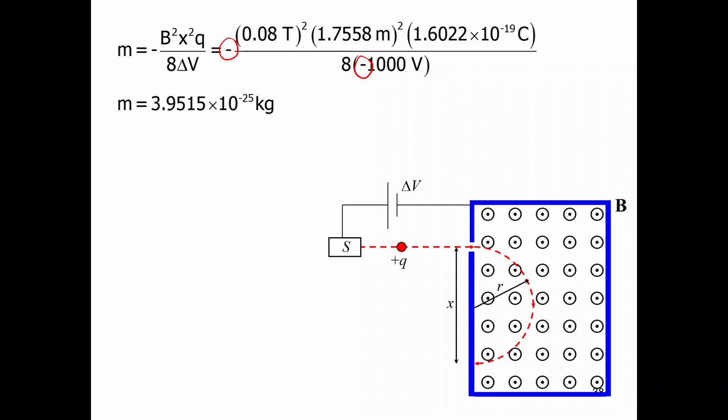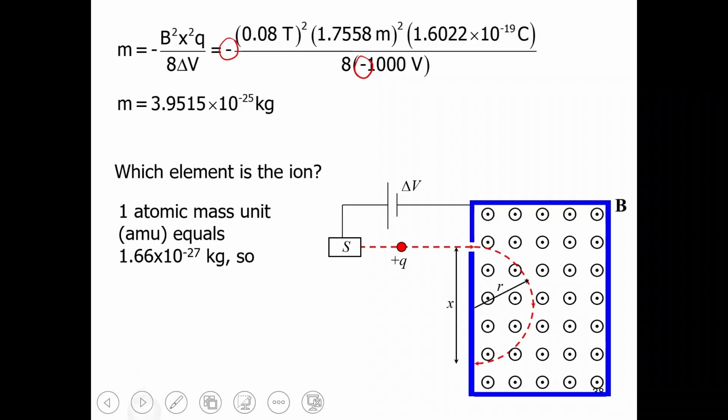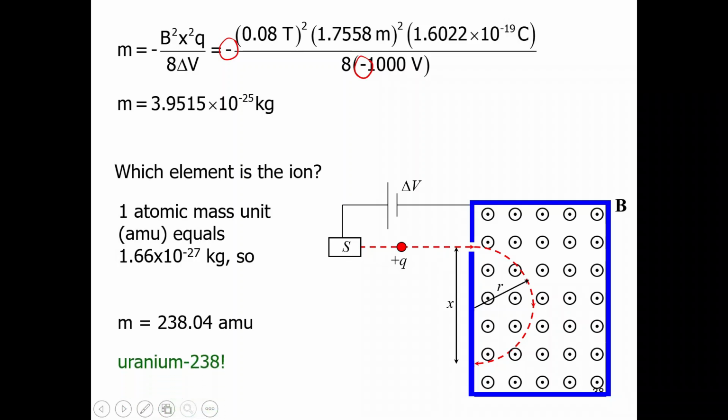So what does that tell us? Well, with a little bit more chemistry, we could figure out what this was. So if we convert our mass into AMU, atomic mass units, 1 AMU is 1.66 times 10 to the negative 27th kilograms. And we end up with 238.04 AMU, which would give us a mass that is equivalent to uranium-238. So this would give us the ability to find an unknown mass using electric and magnetic fields.